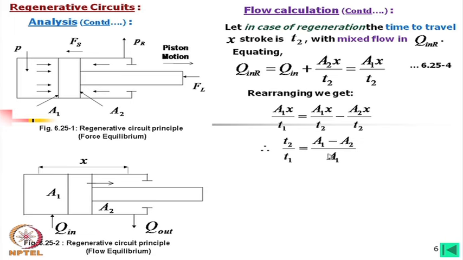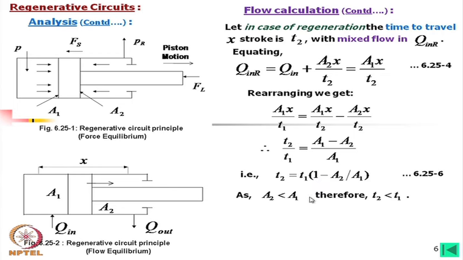Now, further equating, we get t2 < t1, definitely t2 will be less: t2 is equal to t1 times (1 minus a2 by a1), and as a2 is less than a1, therefore t2 will be less than t1. That means we are getting additional speed by mixing the oil.